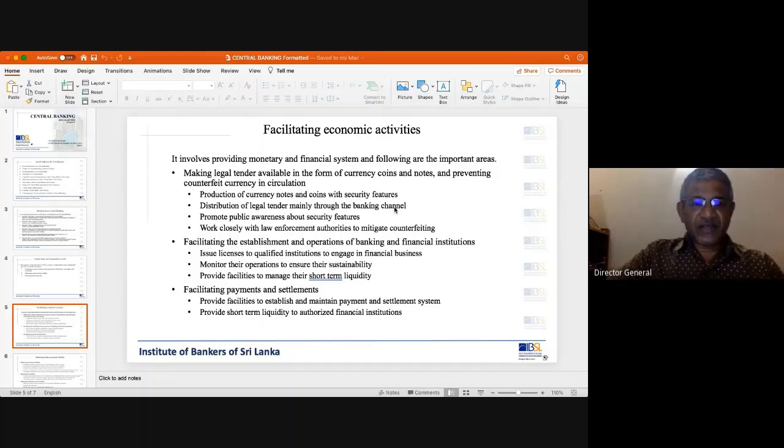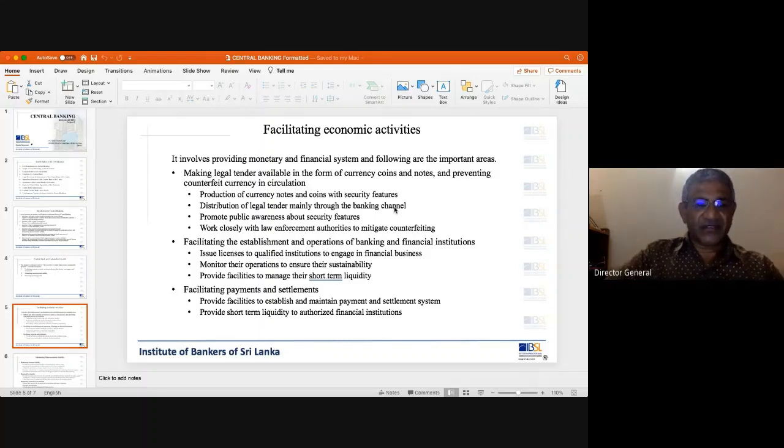Then let's go to the other main one in this slide: facilitating the establishment and operations of banking and financial institutions. As we said earlier, the central bank produces and distributes currency notes to facilitate economic activities of different types. Already we have touched on them, like consumption, production, investment, and all those. For that, the main channel is the banking and financial system. The central bank has to ensure that they are established and operate efficiently.